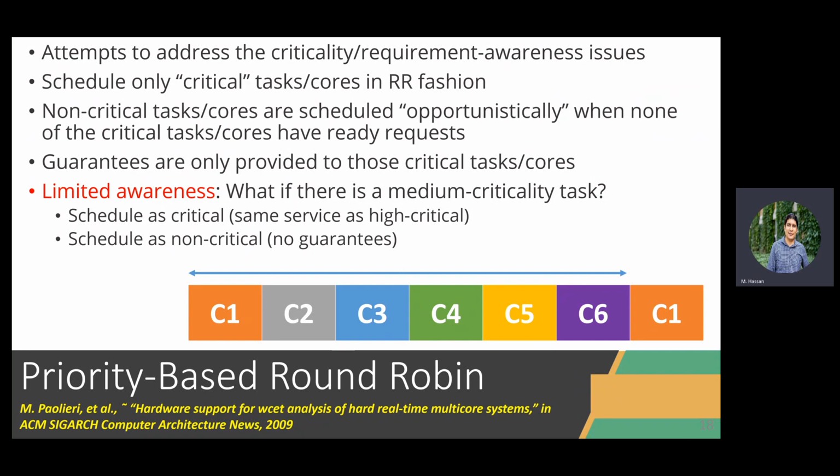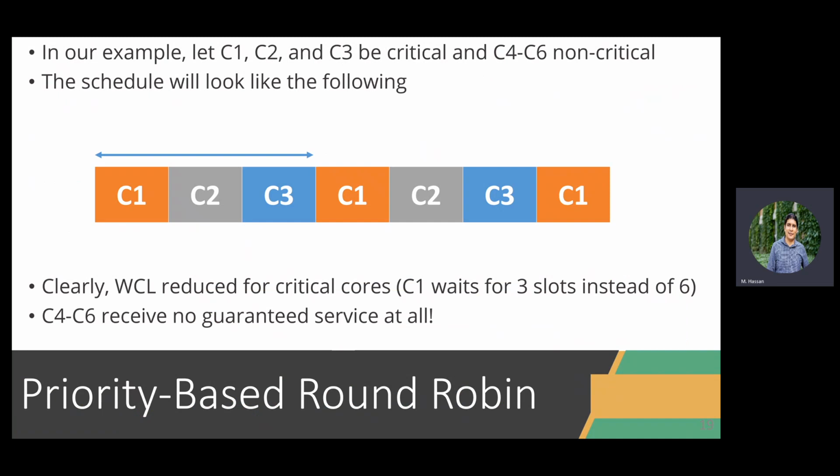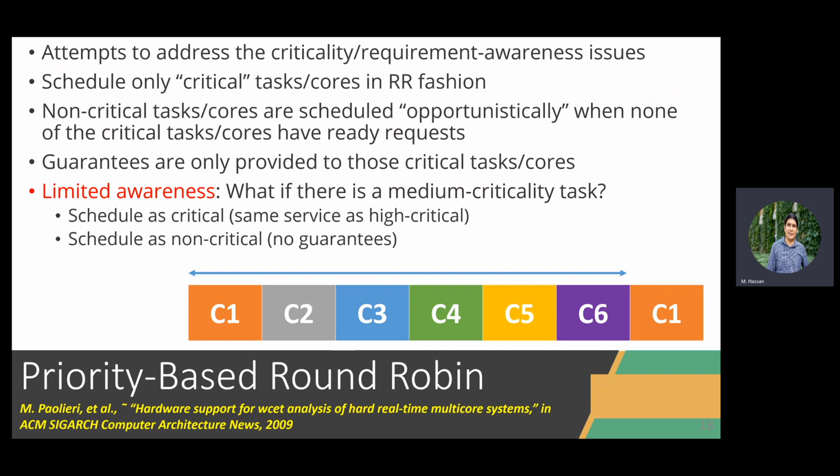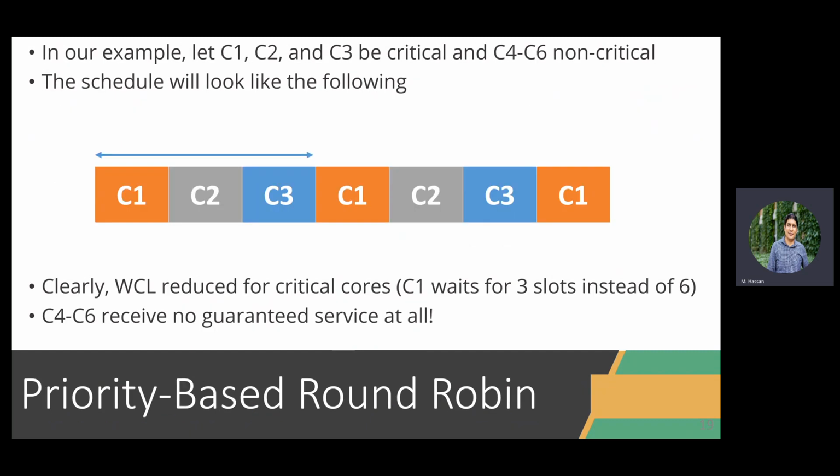But among the other ones, there is usually a term, opportunistic scheduling in real time, which means they don't have any guarantee, but if I have a time slot where all the critical cores don't have anything, I will allow them to access those. Okay. So if you look here, instead of giving everyone a slot, C1 to C6, let's say C1, C2 and C3 are the critical ones, while C4, 5, 6 are not critical. My round robin schedule right now becomes C1, C2, C3, C1, C2, C3.